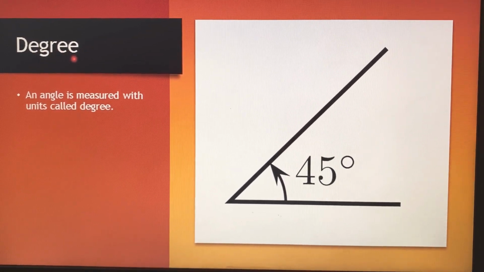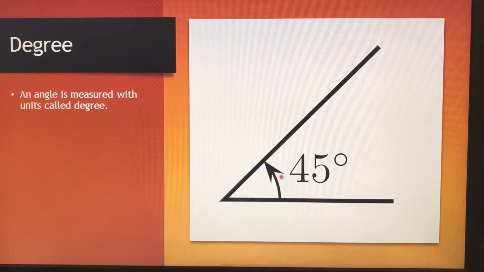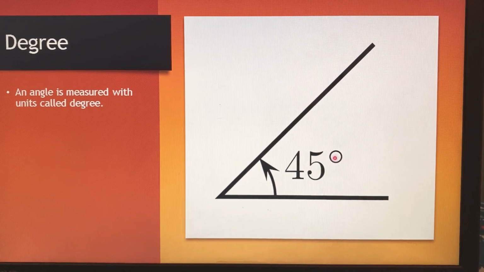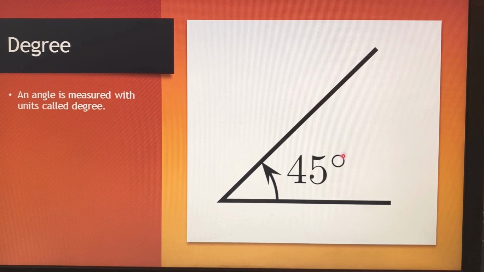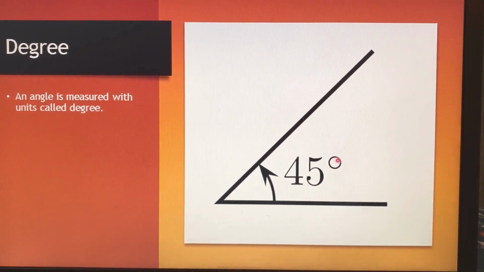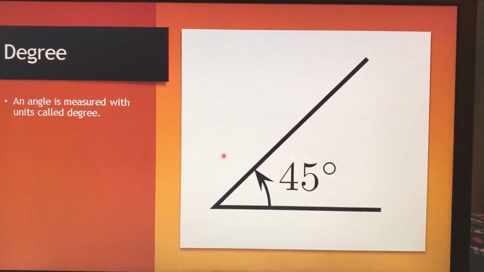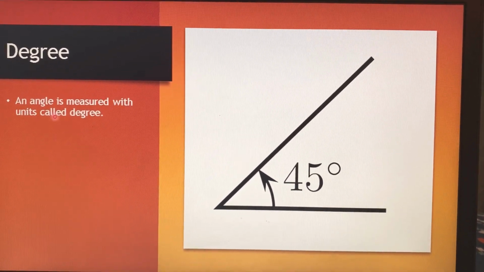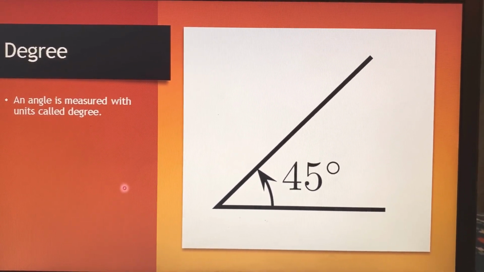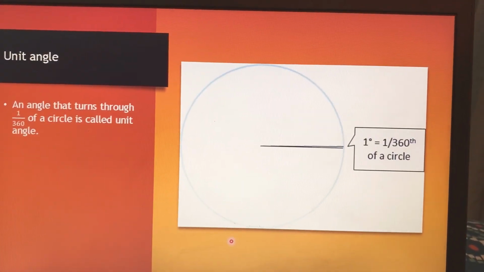Degree. What is the meaning of degree? Here we have an angle and the measure of this angle is 45. But if you notice, we have a small circle above 45 on the top right. This circle is called degree. So what is the meaning of degree? An angle is measured with units called degrees. So it is a measuring unit that we use for angles.